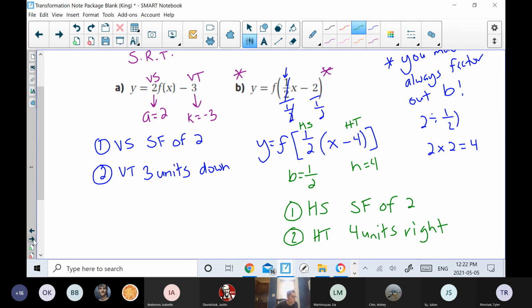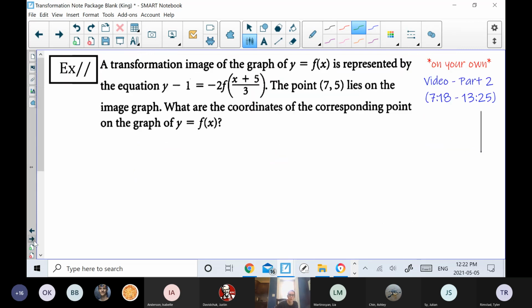Okay, let's look at one last question, and then we'll go on. I think there's only 1 or 2 questions in the workbook for this lesson. It says a transformation of the graph of y is equal to f of x is represented by this equation here. So maybe let's just write down y is equal to f of x. That's my original, and this will always be your transformed equation.